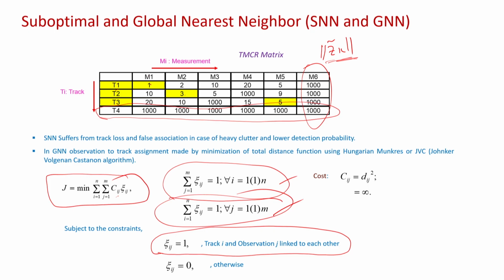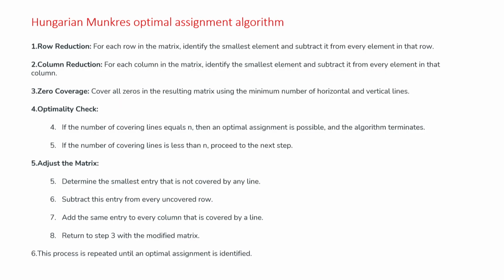So, if it is linked, it is 1; if it is not linked, it is 0. I am sorry, I mentioned it is a probability, but it is not a probability, it is a Boolean identifier, just to express this optimization in a mathematical way. Now, you solve it with the Hungarian Munkres algorithm. We will take an example also of how the Hungarian Munkres is solved.